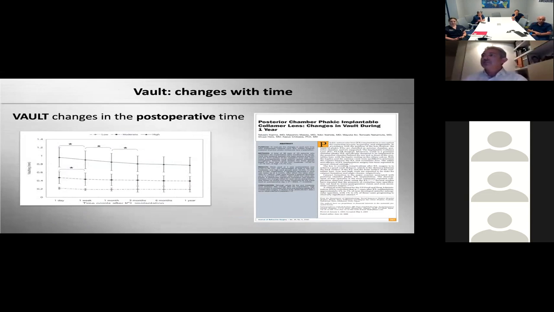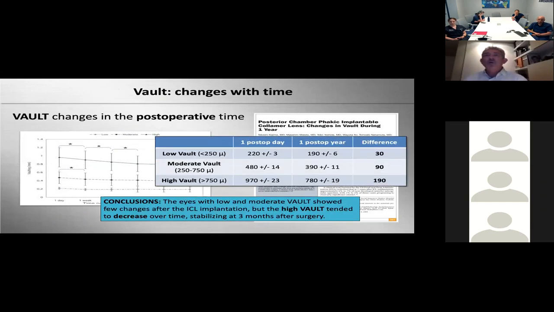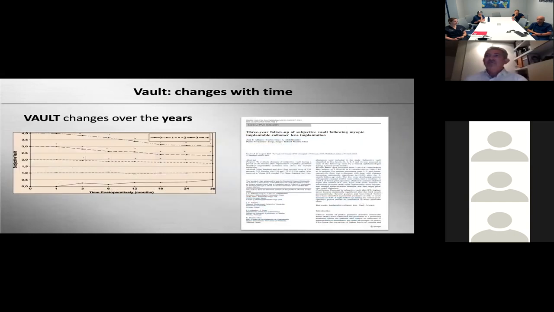So Kojima in 2010 studied how vault was modifying during the first year after ICL implantation. They observed that eyes with low and moderate vault showed few changes after ICL implantation, but the high vault tended to decrease over time, stabilizing at 3 months after surgery. In the first year's follow-up of subjective vault assessment in myopic ICL implanted eyes published by Alfonso, they concluded that whereas high vault tends to decrease over time, moderate and low vault remain quite stable.